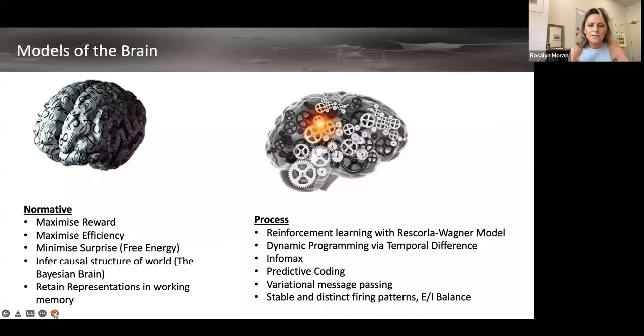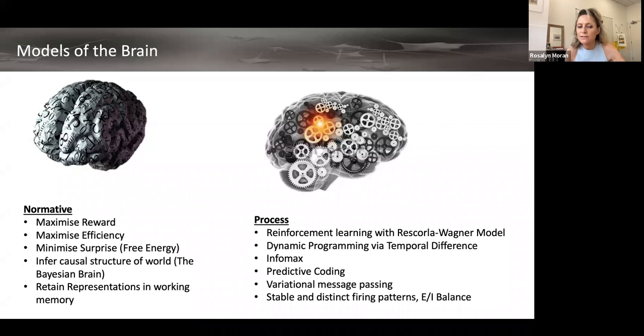And exemplars of the different types of models may be, in a normative sense, understanding the maximization of reward or efficiency, or the minimization of surprise or free energy, which can be cast as a sort of Bayesian brain motif, where we're inferring causal structure in the world, or look at more small networks, like how we would model the representation of items in working memory and their disturbance. And then on the process side, we have nice models of midbrain dopamine signaling through reinforcement learning, or its temporally extended cousin through dynamic programming.